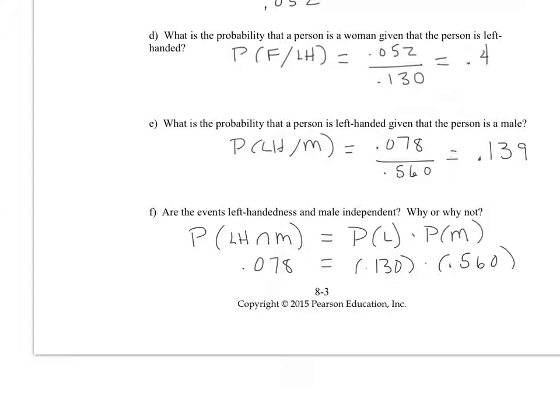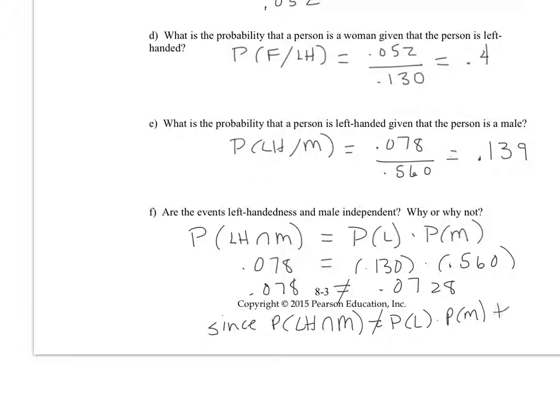0.560. And if we multiply that out, give me just a second, I'm going to put this in my calculator. So we had 0.130 times 0.560, and I've got 0.0728, which is not the same thing as 0.078. So what that tells us is because they are not the same, they are not independent. Okay? Since the probability of being left-handed intersected with being male does not equal the probability of being left-handed times the probability of being male, they are not independent.